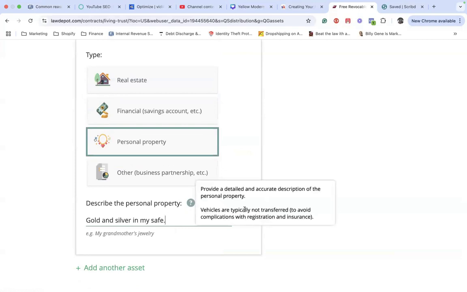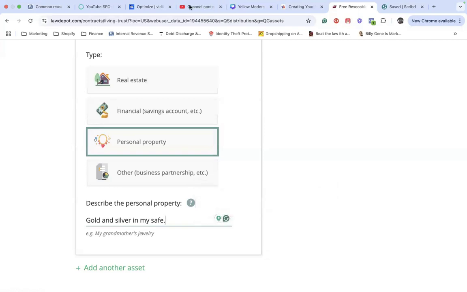All right. Vehicles are typically not transferred to avoid complications with registration and insurance. So if you're going to transfer a vehicle, guys, it can't be registered with the state because that's public. Remember, everything you're doing here is private, right? When you bought your gold, it's private. It's not registered with the state. So this is why I'm telling you guys to claim and do different things, right?